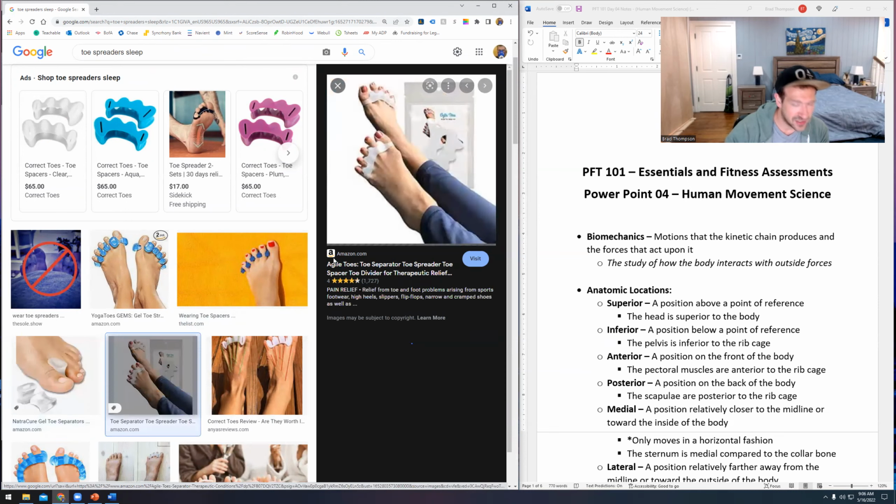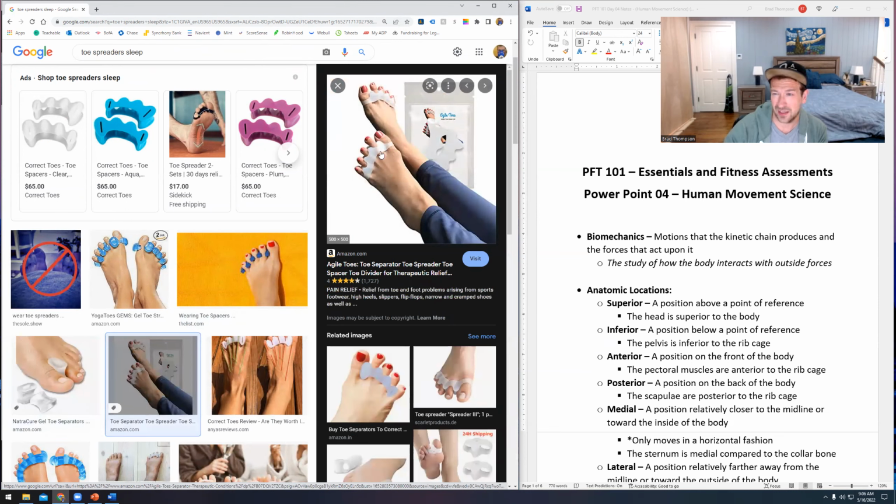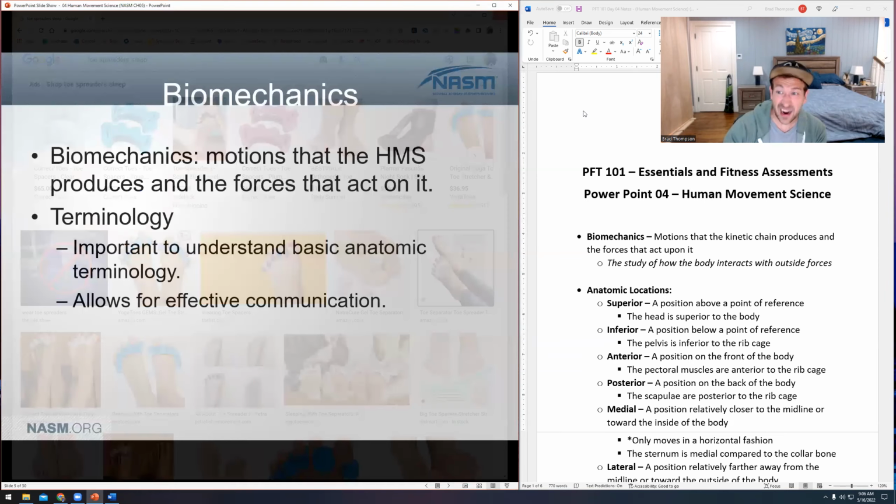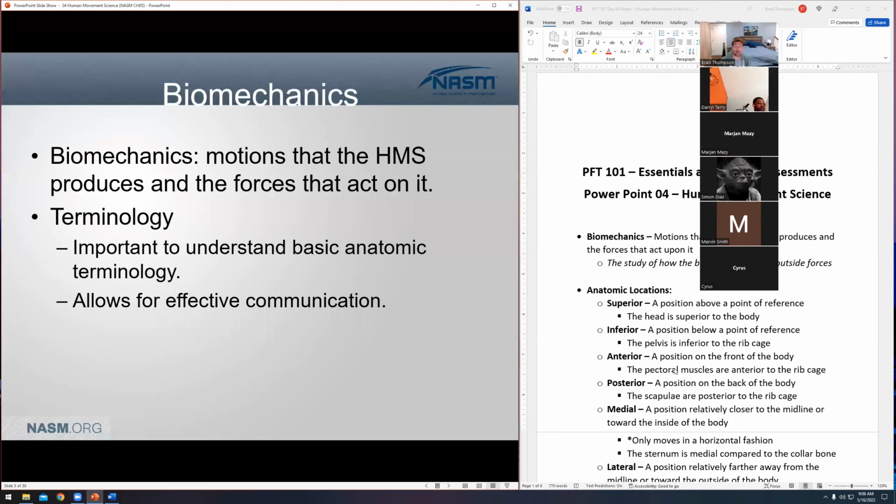I would not do this, these webbing things. I've had people complain, they put them on when they go to bed, and it's so much surface area that it can cut off blood flow. Then you wake up in the middle of the night and you're like, ouch. So I would probably avoid those. But yeah, something to look into.